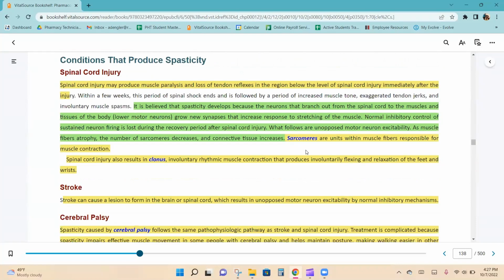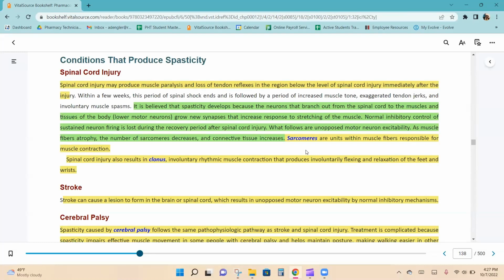Spinal cord injuries may produce muscle paralysis and loss of tendon reflexes in the region below the level of spinal cord injury immediately after the injury. So it is believed that spasticity develops because the neurons that branch out from the spinal cord to the muscles and tissues of the body grow new synapses that increase response to stretching of the muscle. Normal inhibitory control of sustained neuron firing is lost during the recovery period after spinal cord injury. What follows is unopposed motor neuron excitability.